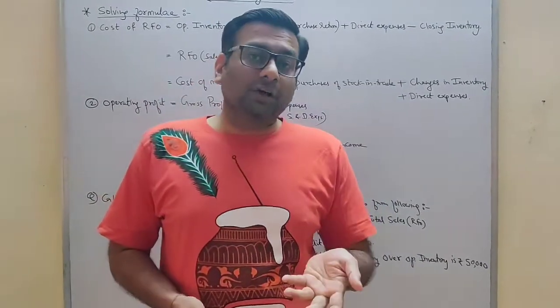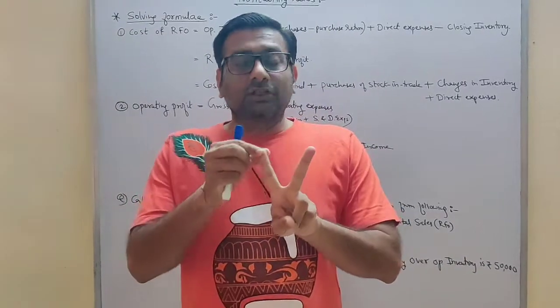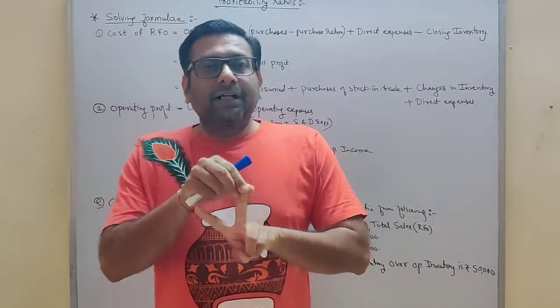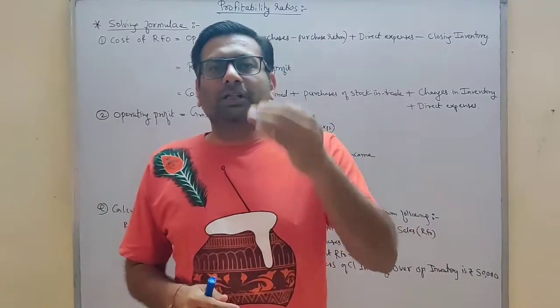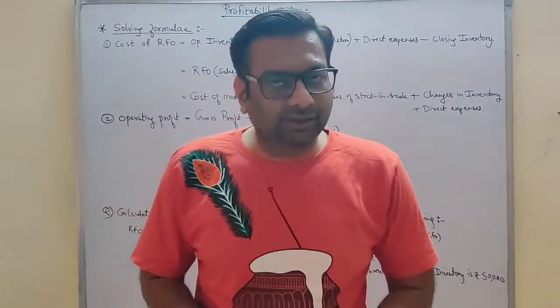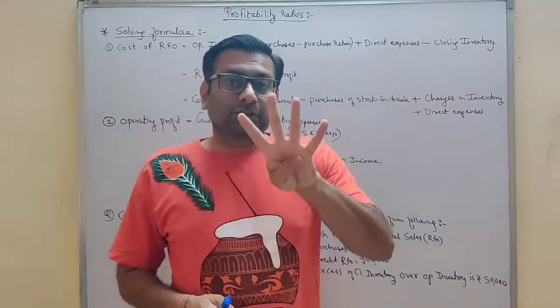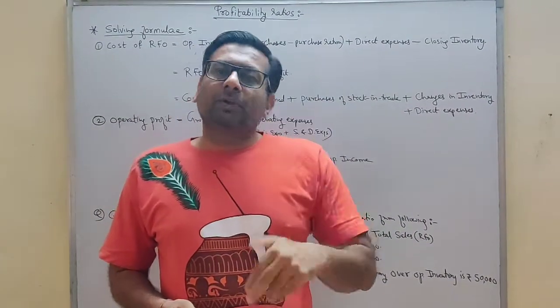Now how to get operating cost? You have to add two things, cost of RFO and operating expenses. When you add these two, you get operating cost, and your formula is operating cost upon RFO into 100. And the fourth one, operating profit ratio, is operating profit upon RFO into 100.